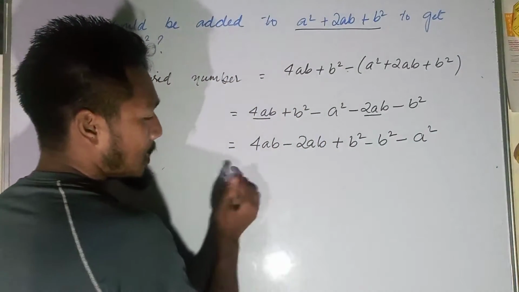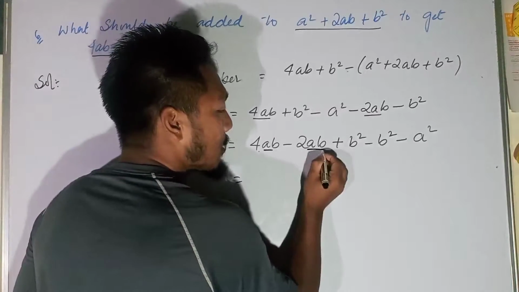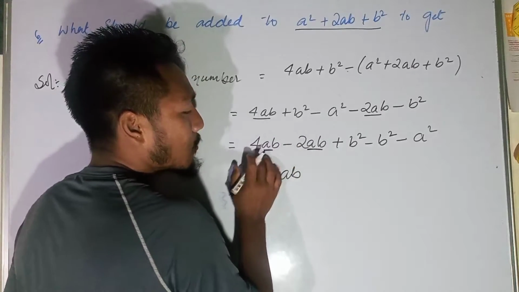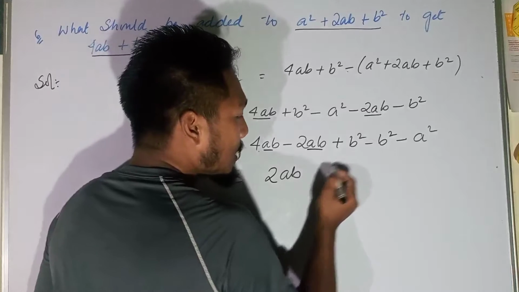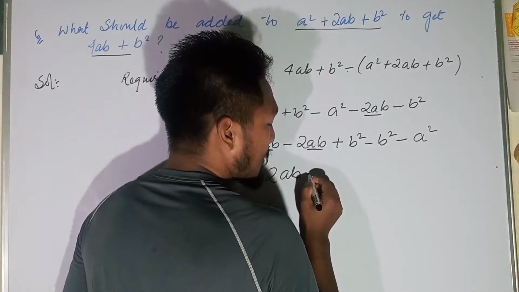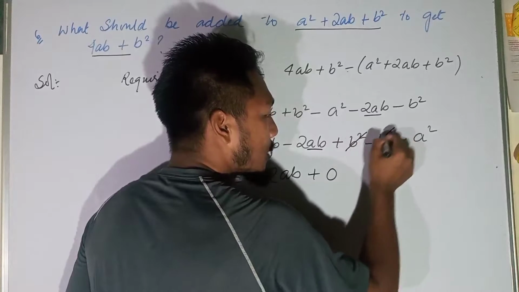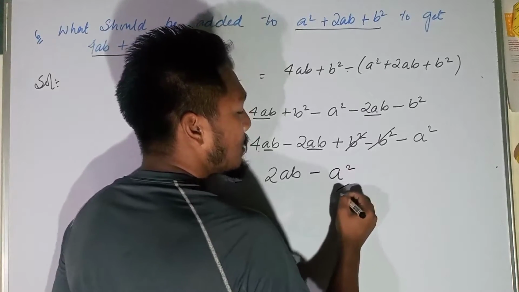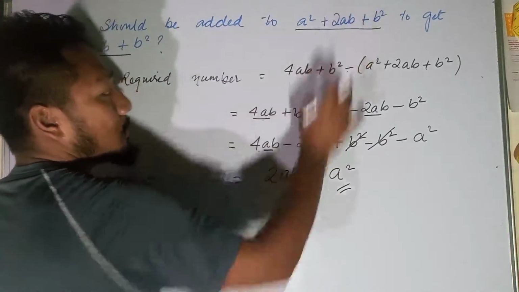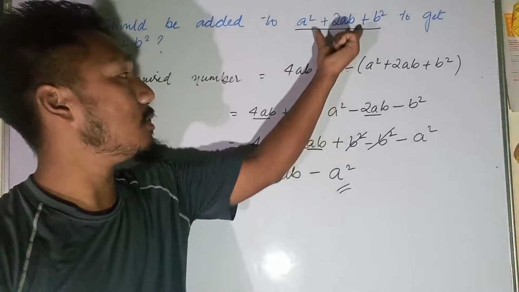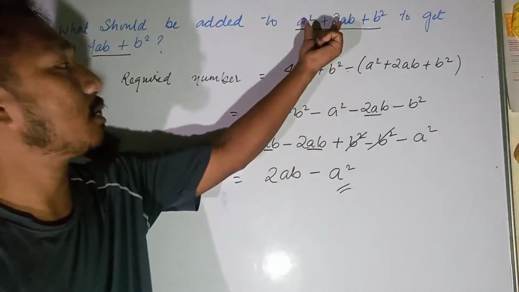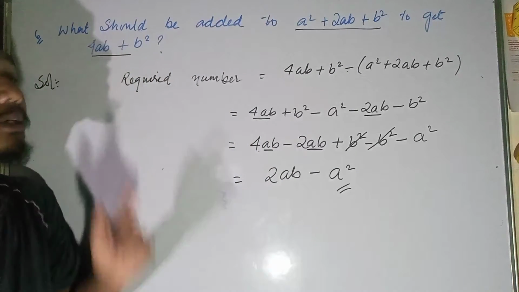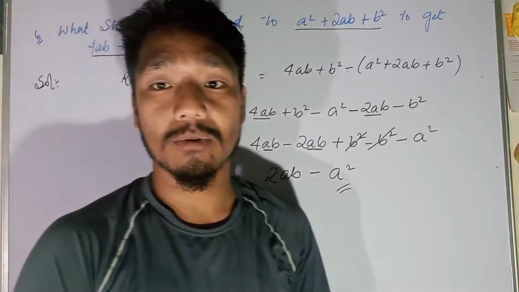Now, 4ab and 2ab are like terms, so write ab here. 4 minus 2, we subtract only the numerical coefficients, that becomes 2. b squared minus b squared becomes 0. Then only minus a squared remains. So if we add this to the given expression, we will get 4ab plus b squared. Are you clear about this question, right?